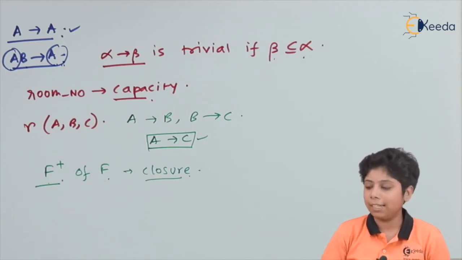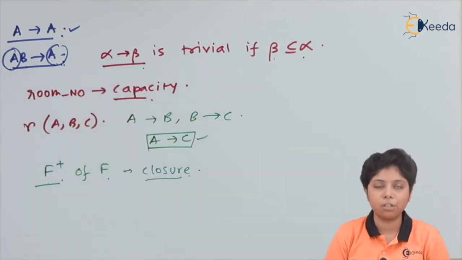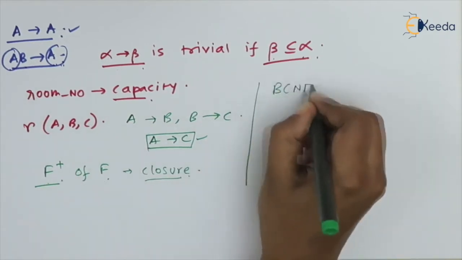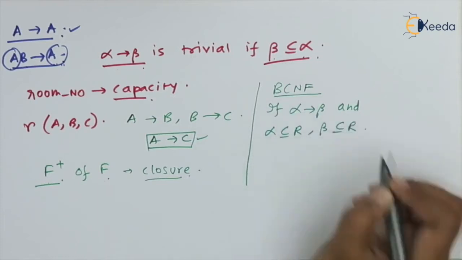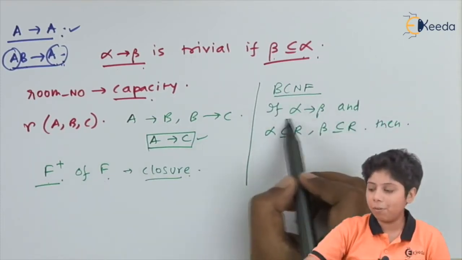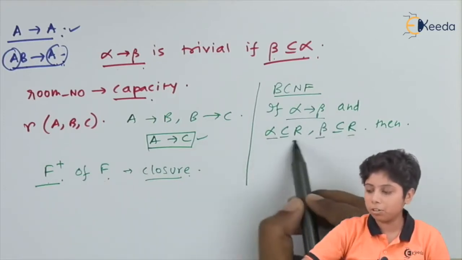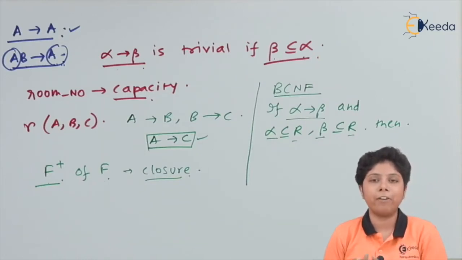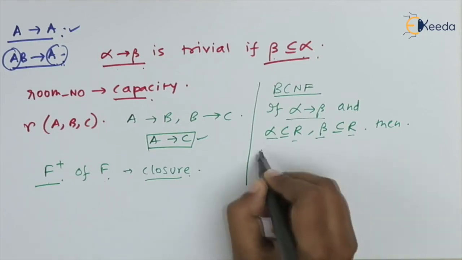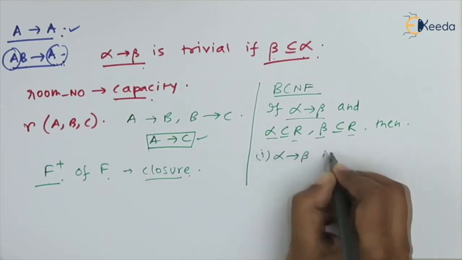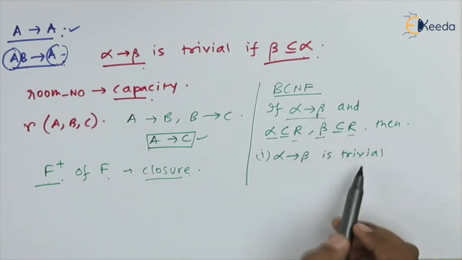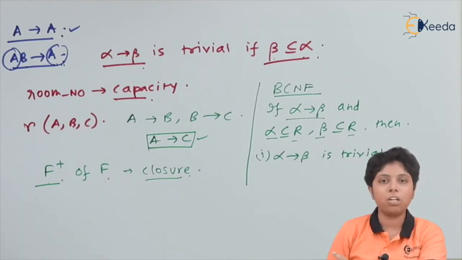So for BCNF, if there are alpha and beta, two attribute sets of relation R, and there is a functional dependency alpha determines beta, with both alpha and beta belonging to the attribute set R of relation small r, then we can say that the relation R is in BCNF if and only if alpha determines beta is a trivial functional dependency. That means it is satisfied in all the cases.